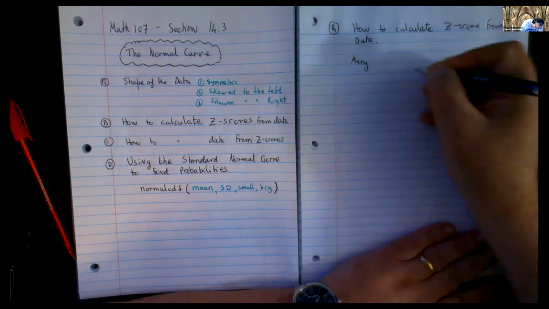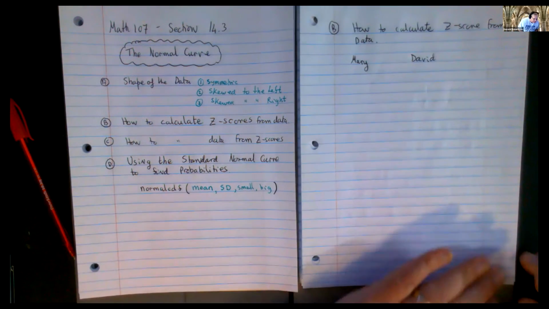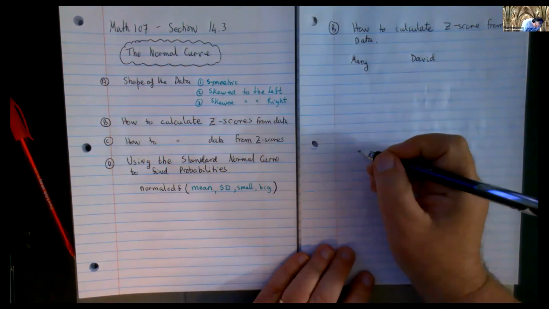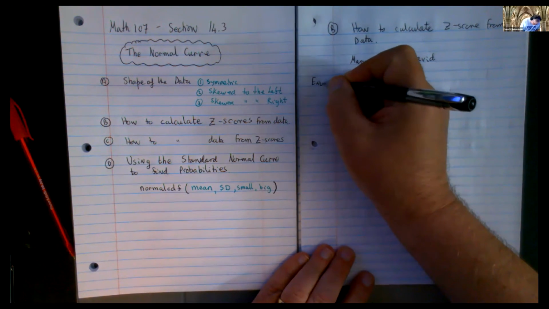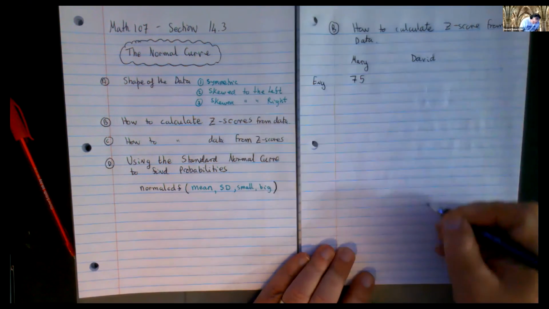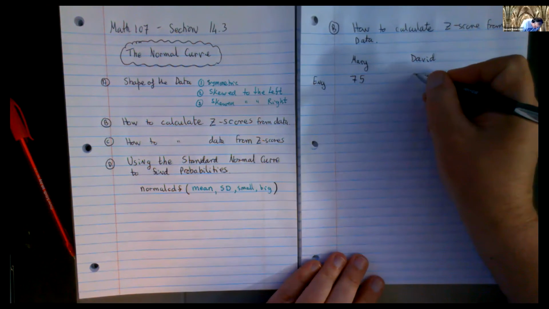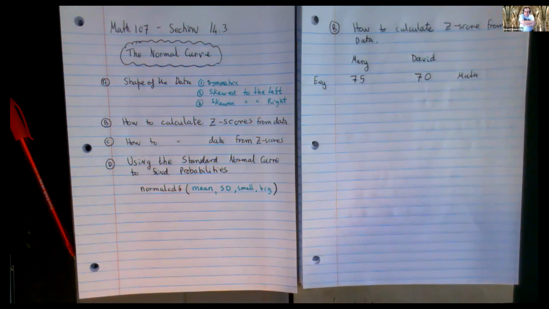I have a sister, Mary, and I have a brother, David. I have lots of family, but there's two of them. And I'm making this story up, but my sister, Mary, she took an English exam and she got 75 in the exam, 75%. And David, he took a math exam and he got 70. And they were arguing about who did better. And Mary went and said, I got more than you. 75 is bigger than 70. I did better.